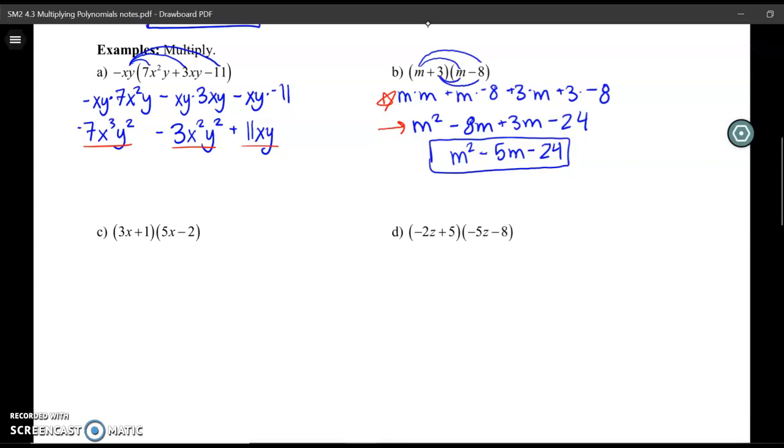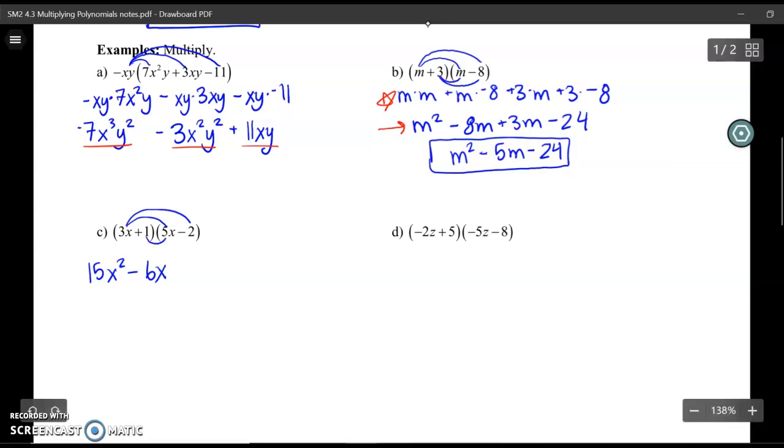Okay, let's take a look at C. This one looks just a little bit different because I have coefficients in front of my x's, or numbers in front of the variables. So I'm going to distribute the 3x into everything over here. If I do 3x times 5x, I'm going to get 15x squared. 3x times negative 2 is going to be a negative 6x. Then I distribute the 1 in. So 1 times 5x is going to be 5x. And then 1 times negative 2 is going to be a negative 2.